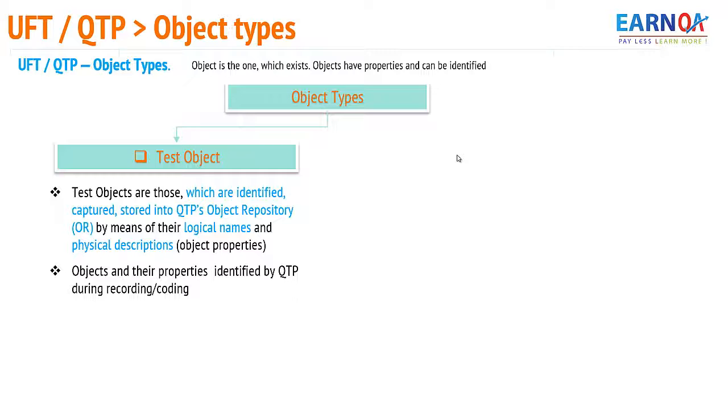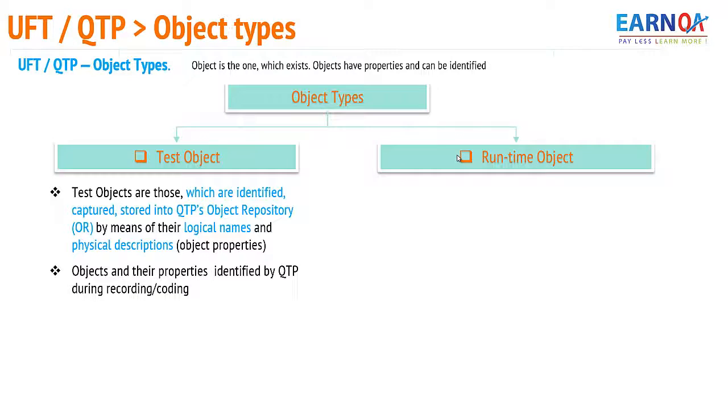Nothing but their properties. Whatever QTP recognizes, whatever QTP identifies, it stores into the QTP object repository, and that object is known to be a test object. Test objects are identified during the recording time, or we could also identify and add them to the object repository. Either way, whatever is stored in the object repository, those objects are known to be test objects.